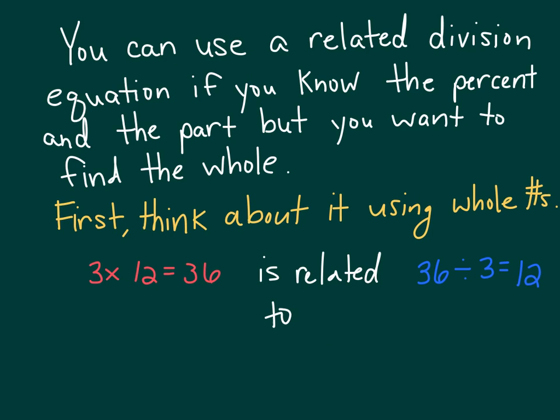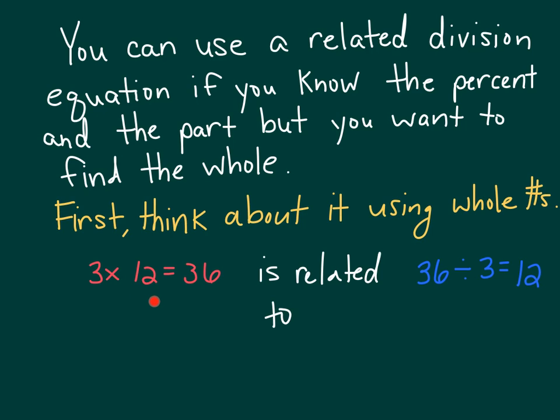For the next couple of examples, we're going to find out that you can use a related division equation if you know the percent of a number and the part, but you want to find the whole. And in order to do this, I first want you to think about it just using whole numbers. Then we're going to add the percents in.